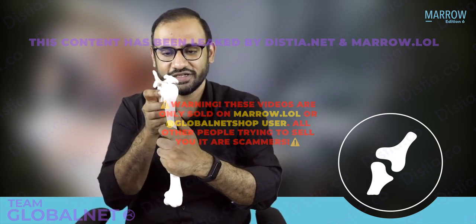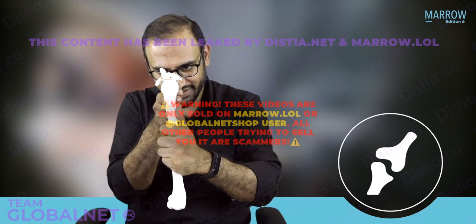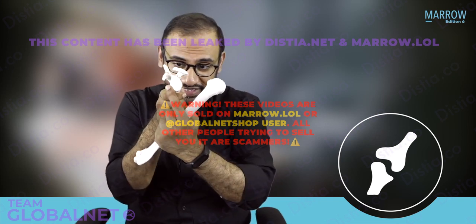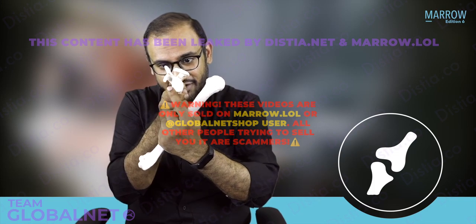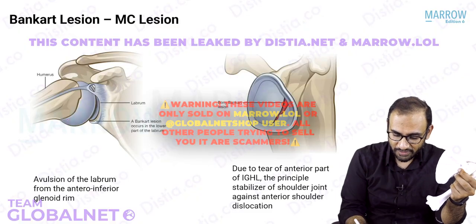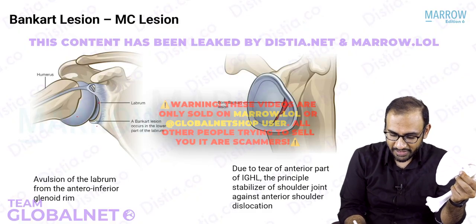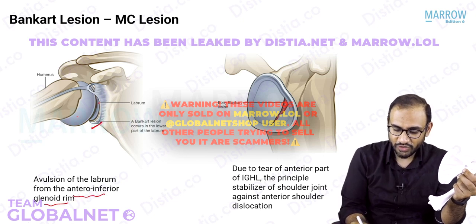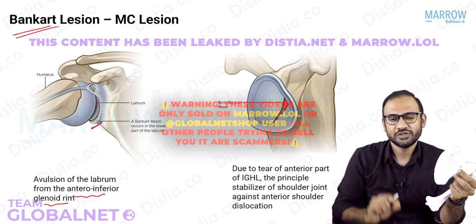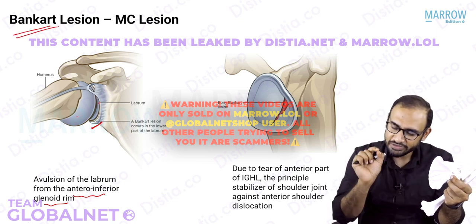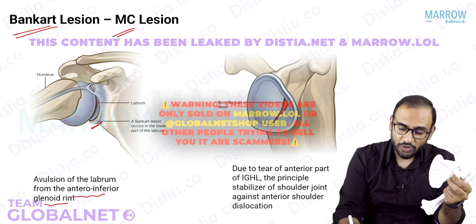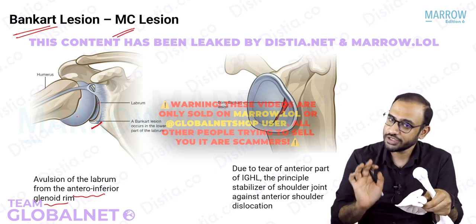So look at this. I'm showing it to you from the lateral side. Shoulder dislocates anteriorly, and when it dislocates anteriorly, the antero-inferior part gets injured. Look at this diagram: head, and the glenoid labrum gets injured here, the antero-inferior part of the glenoid. This is known as Bankart lesion. So if it's only the glenoid labrum, it is Bankart lesion. It is the most common lesion associated with shoulder dislocation.